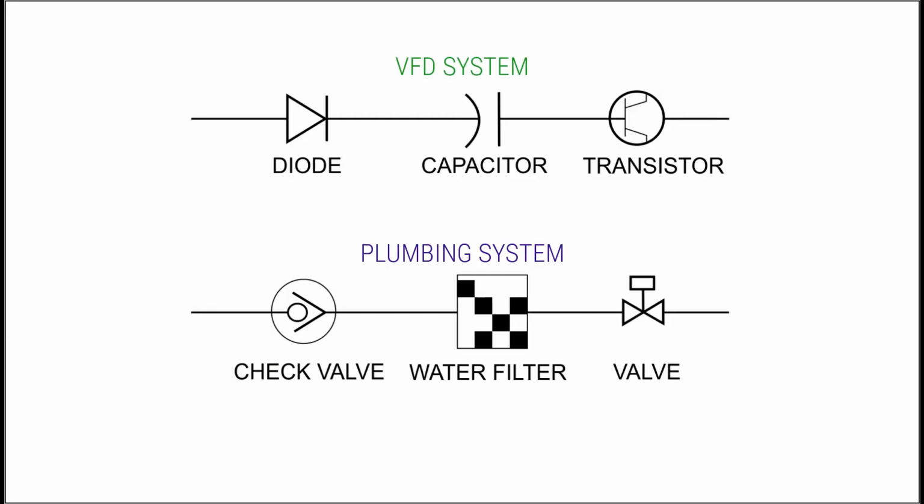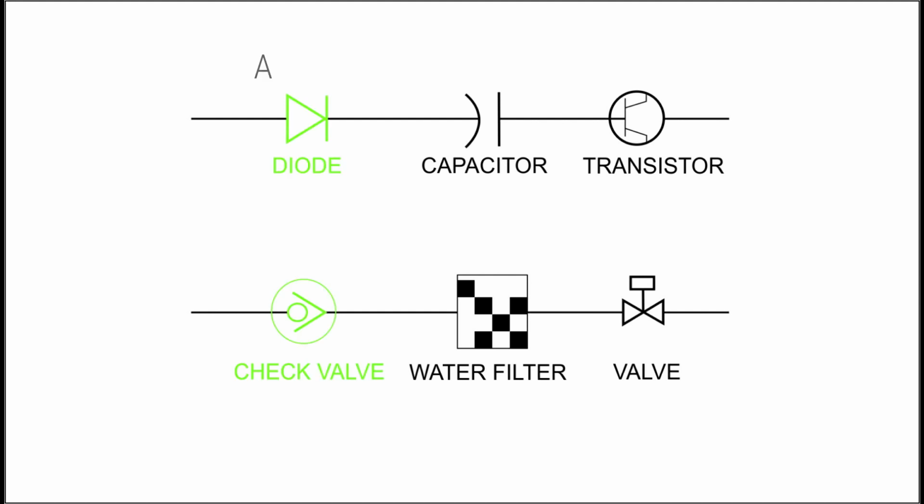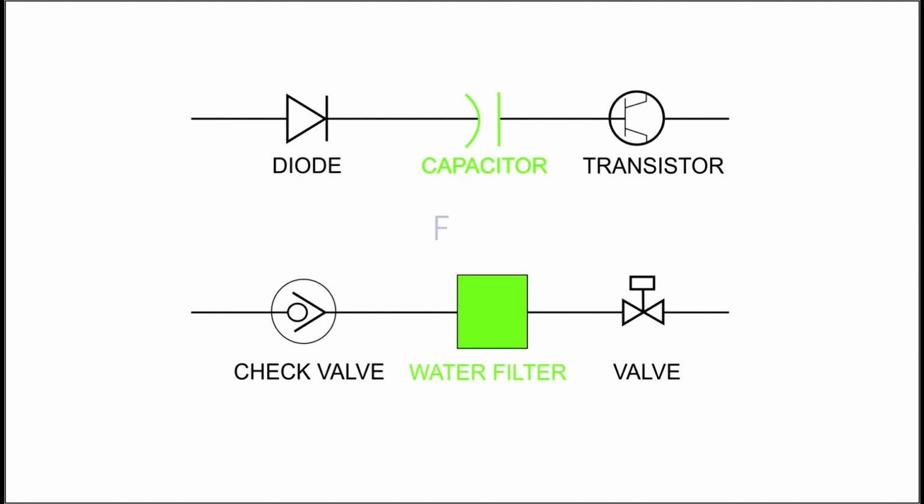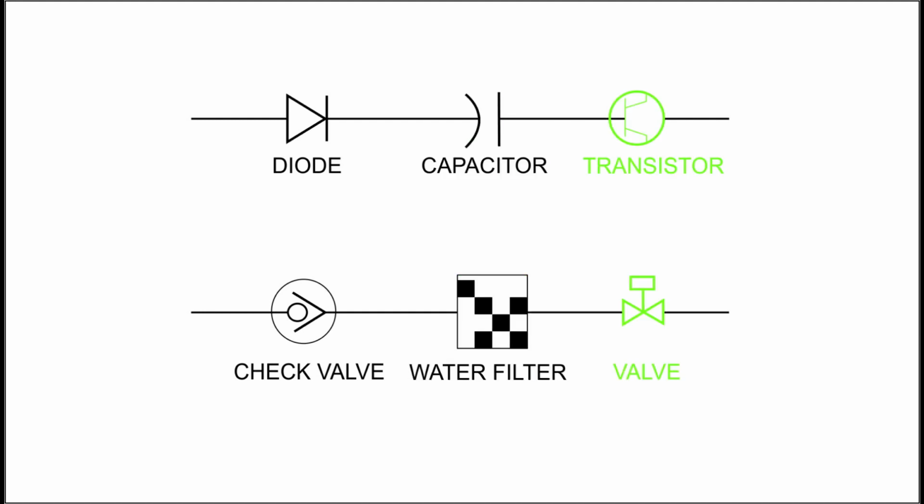Let us compare the internal operation of the VFD with a simple plumbing system. The diodes convert the AC to DC. This operates like a check valve in a water system. A check valve, like a diode with electricity, only allows water to flow in one direction. The capacitor acts as a water filter to keep everything clean and usable. The transistors act like valves. They turn the flow on and off when needed. This allows the VFD to adjust the frequency to the motor.